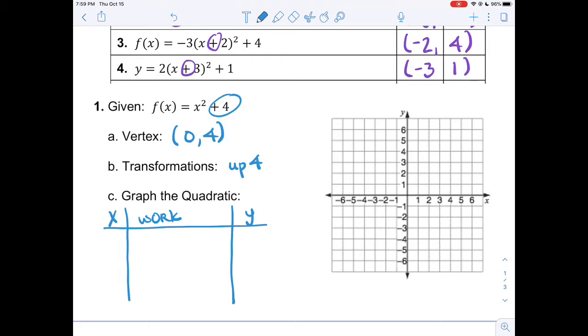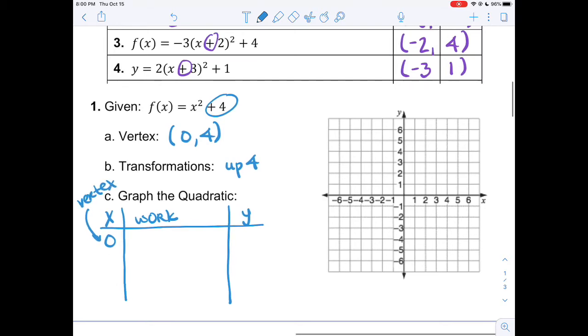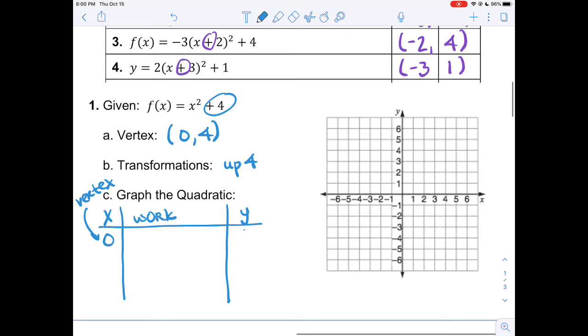So I'm going to start with an x value of 0. Why? Because this is my vertex. I know that my vertex is actually at 4, but let's prove it. Let's plug 0 into our equation up here, into x squared plus 4. So we're going to say that x is equal to 0 now and see what we come out with. So we will have 0 squared plus 4. And that's going to simplify to the 4 that we actually already knew we had.